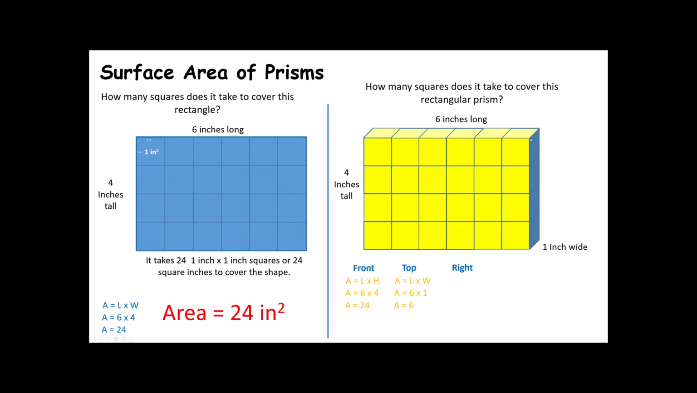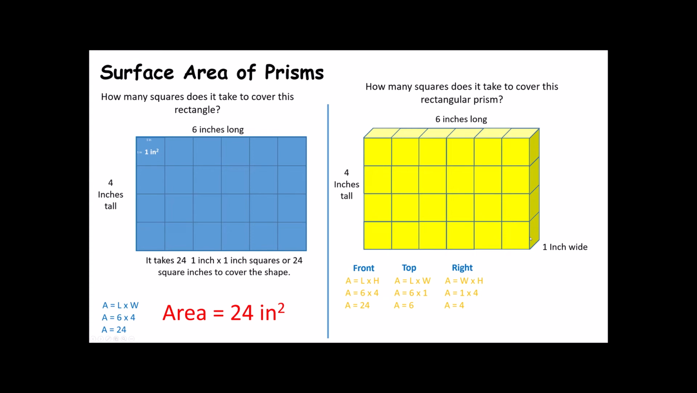Again, these don't look like rectangles because we're viewing it at an angle, but when I go to a three-dimensional model here in just a second, hopefully that will make a little more sense if it's confusing to you now. Notice 1, 2, 3, 4 squares are needed to cover that side. Well, that's because the width is 1 and the height is 4 for a total of 4 squares. So it took us 24 squares to cover the front, 6 squares to cover the top, and 4 squares to cover the right side.